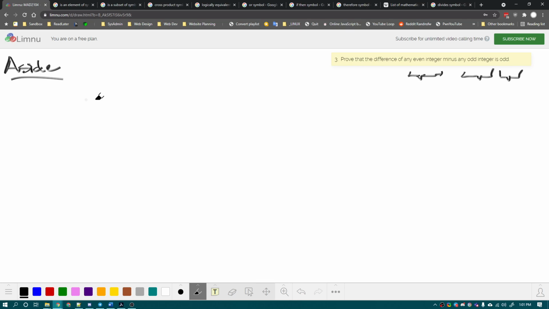So I'm just going to choose letters for this. I'll let my even integer be m. And since it says even, I know that has to be equal to 2k for some integer k. My second integer is odd, so that's n equals 2k plus 1. Or not k, sorry, I'll use l. Don't use the same variable in your definitions. So that's 2l plus 1, where l and k are integers.